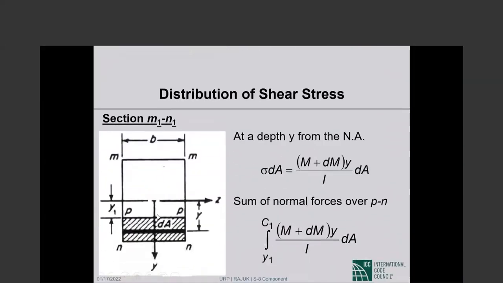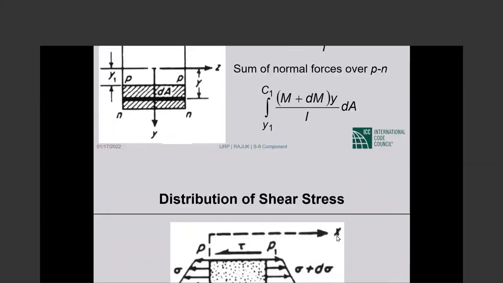Now we go to the other section, M1N1, where the bending moment has increased a little bit to M plus dM. Sigma dA is now M plus dM over I times y dA, so the sum of normal forces over P1 is the integration from y1 to c1 of this larger moment, M plus dM by I, times y dA.